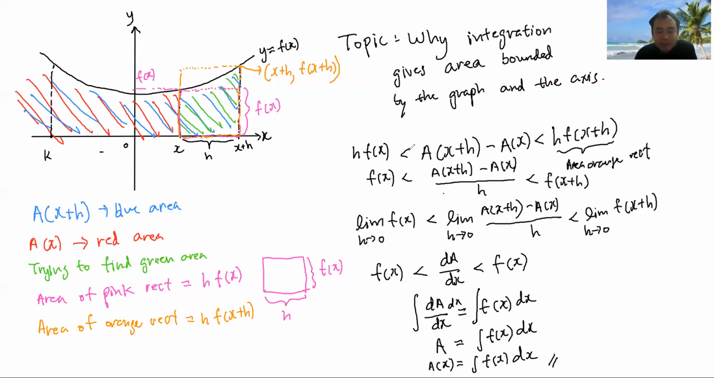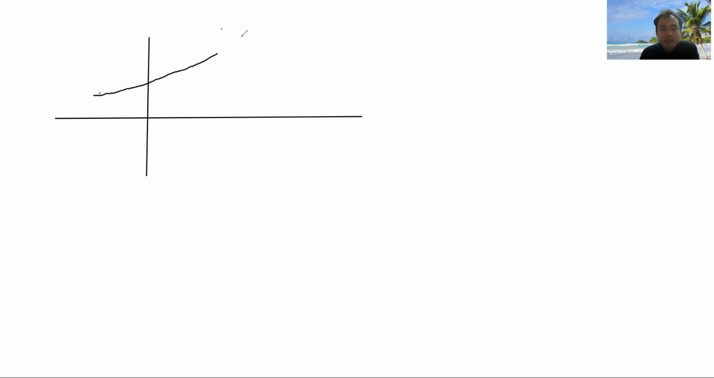Now let me erase this and let's talk about the actual question, something more general. Let's say I have another graph here, and our graph looks something like that. I want to find the area from A to B. So this is our f of x.